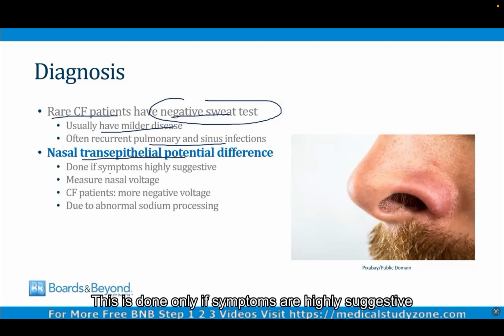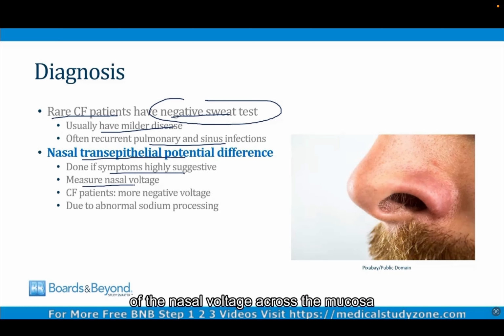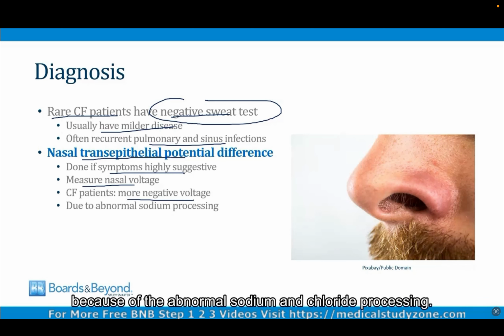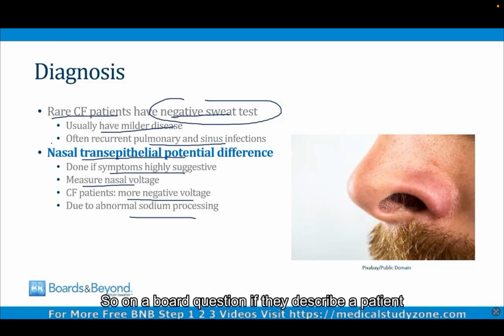This is done only if symptoms are highly suggestive after a negative sweat test, and the way this test is done is it's a measurement of the nasal voltage across the mucosa of the nasal passages. This will be abnormal in patients with cystic fibrosis. They will have a more negative voltage because of the abnormal sodium and chloride processing. So in a board question, if they describe a patient who really looks like they may have cystic fibrosis, but the sweat test is negative, this is the test that should be done next.